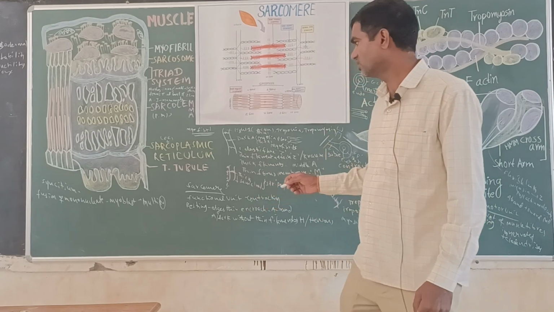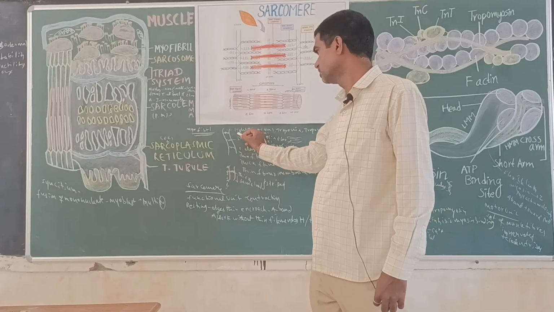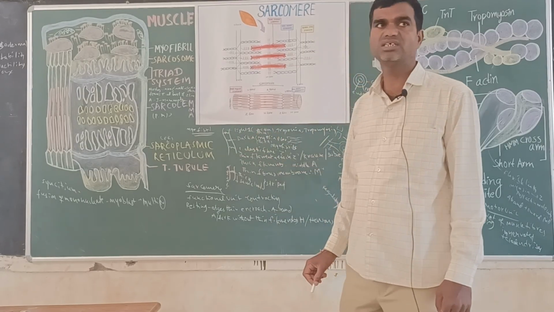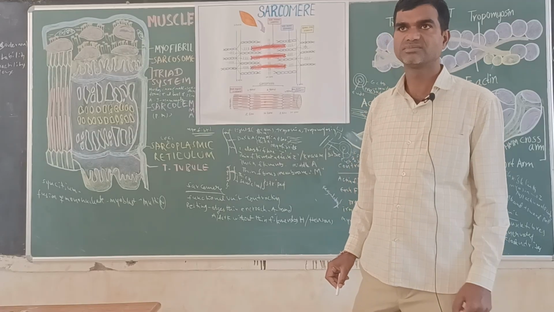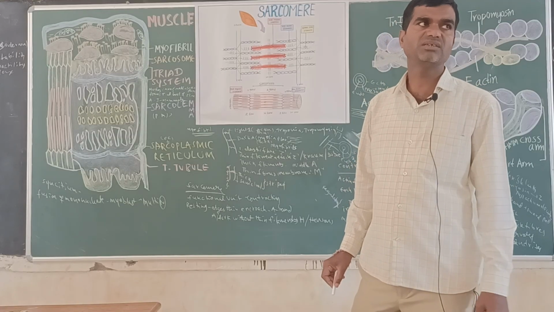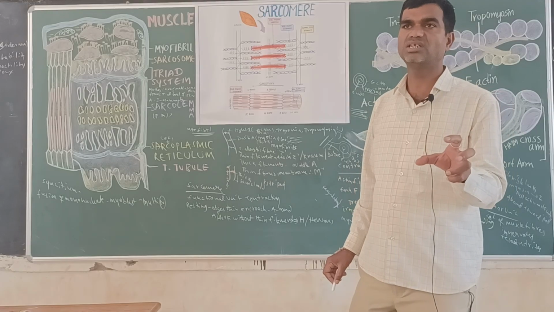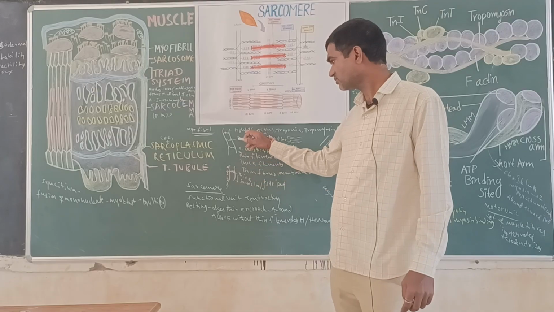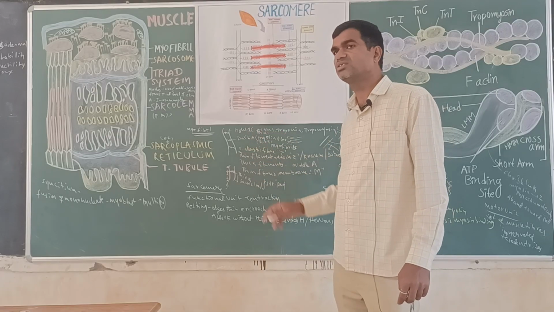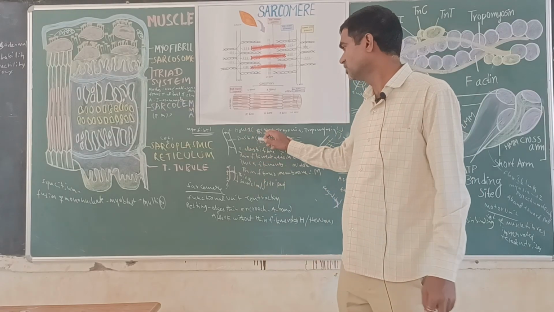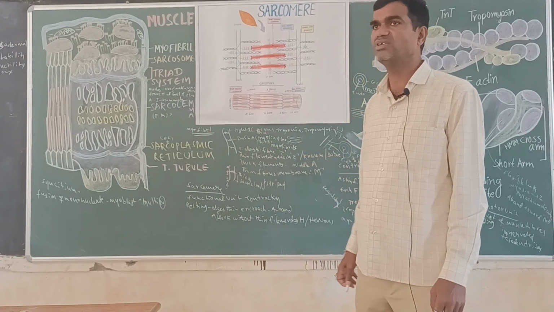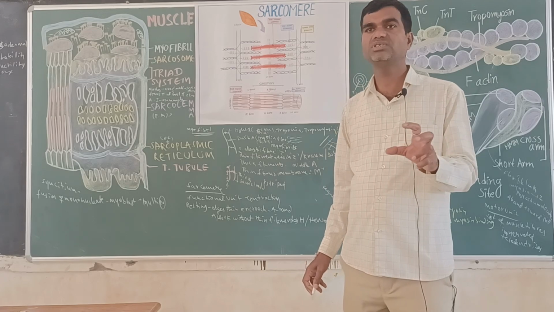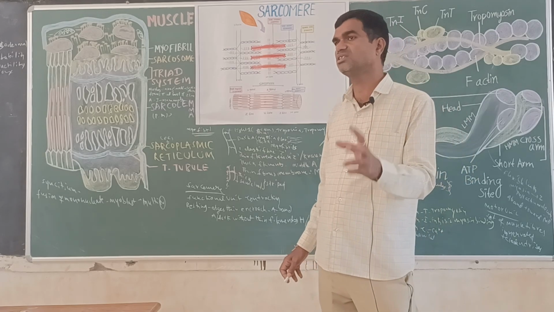If you see the skeletal muscle, it contains the light band. The light band is called the I band, meaning isotropic band. That is why we indicate it with I. The light band contains actin filaments. Actin filaments are thin filaments.